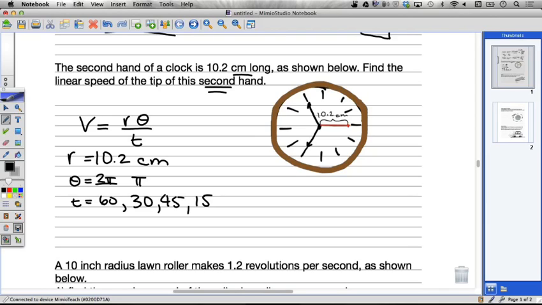No, that would be 1/4. That 1/4 would be 15, right? So pi over 2 would be 15, and 3 pi over 2 would go with 45.